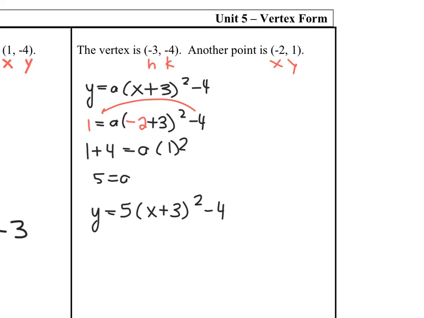Okay, so once you put the -3 and the -4 in for h and k, be careful with your bracket. Make sure you have x plus 3 because of the opposite sign. When I put -2 in for x and 1 in for y, I bring the -4 over, and again, it becomes positive. And then -2 plus 3 is 1, which again makes life easier. So your final answer should have been y equals 5, x plus 3 squared minus 4.